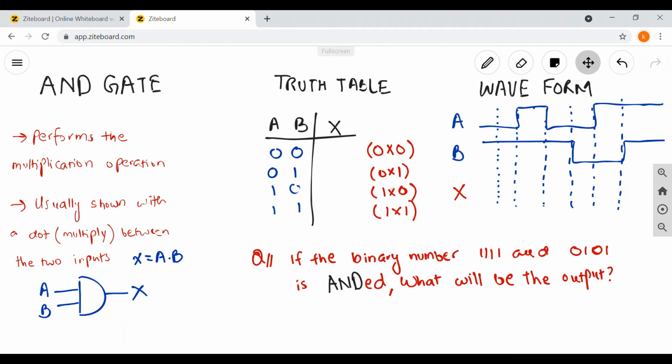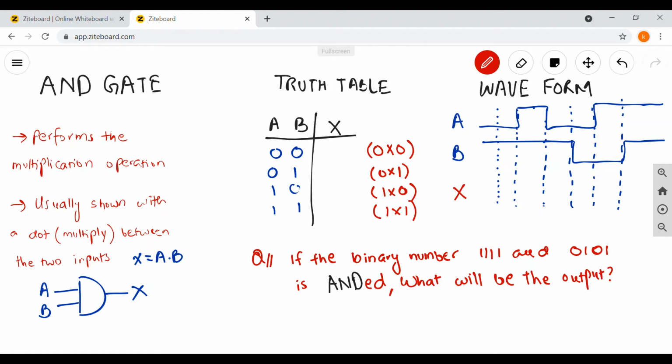So the next gate that we're going to be talking about is the AND gate. The AND gate performs the multiplication operation, and the Boolean expression is usually shown with a dot between the two inputs. So you can get x equals a dot b as the Boolean expression, and this is the logic gate for AND.